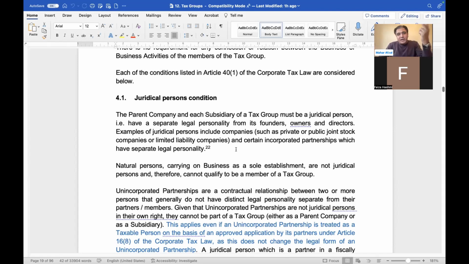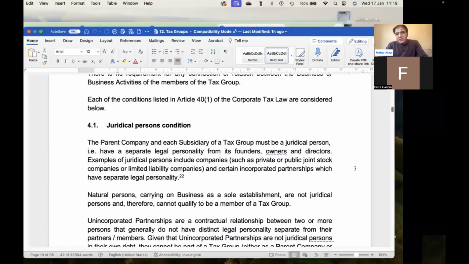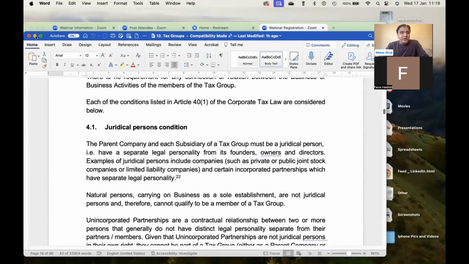So the natural person is gone. The remaining are two categories only. The companies within the UAE, which are juridical persons controlled and managed within the UAE, and second, the juridical person which is outside the UAE but controlled and managed within the UAE. These two categories can form a tax group. Other than these two categories, no company can become a part of the tax group. I'm repeating; maybe I will be able to show you the slide as well. That will be very helpful for you.